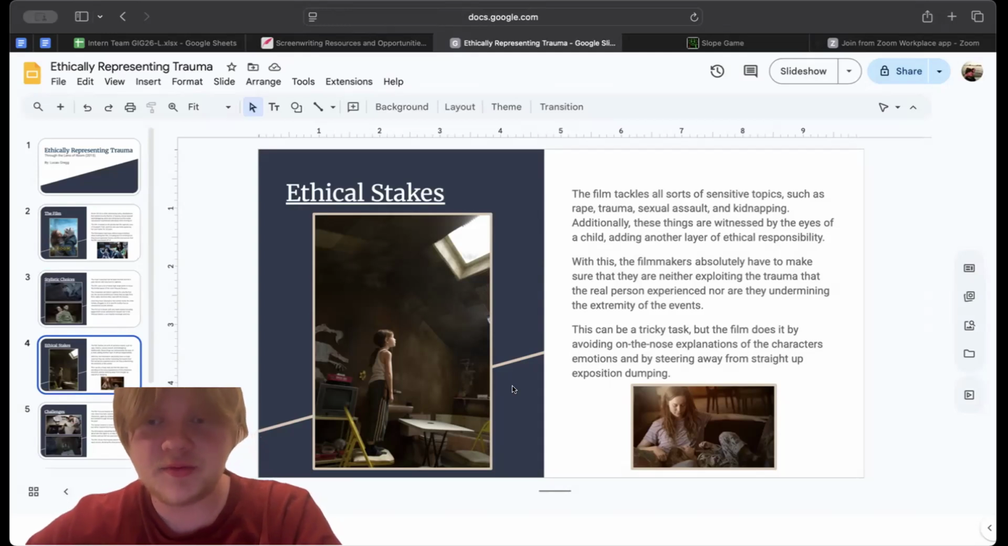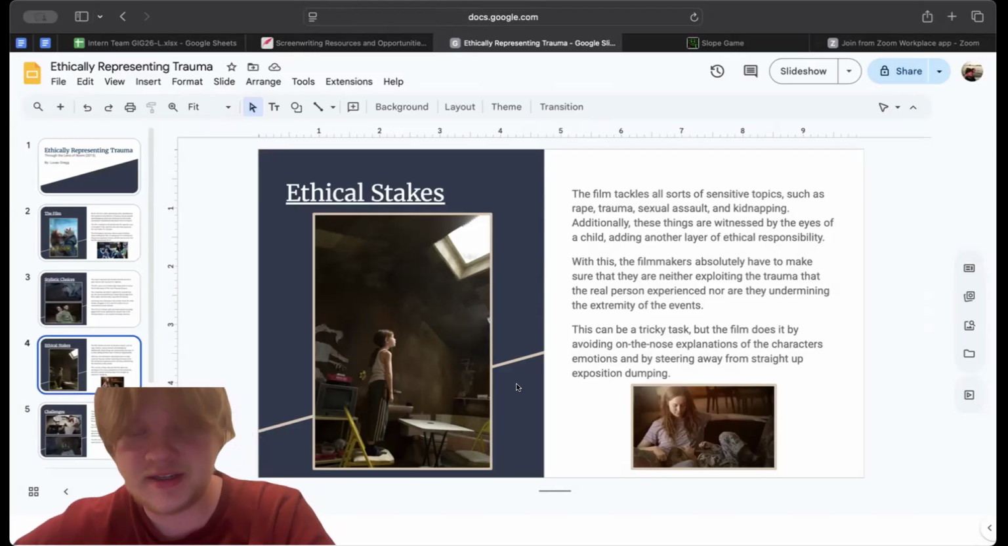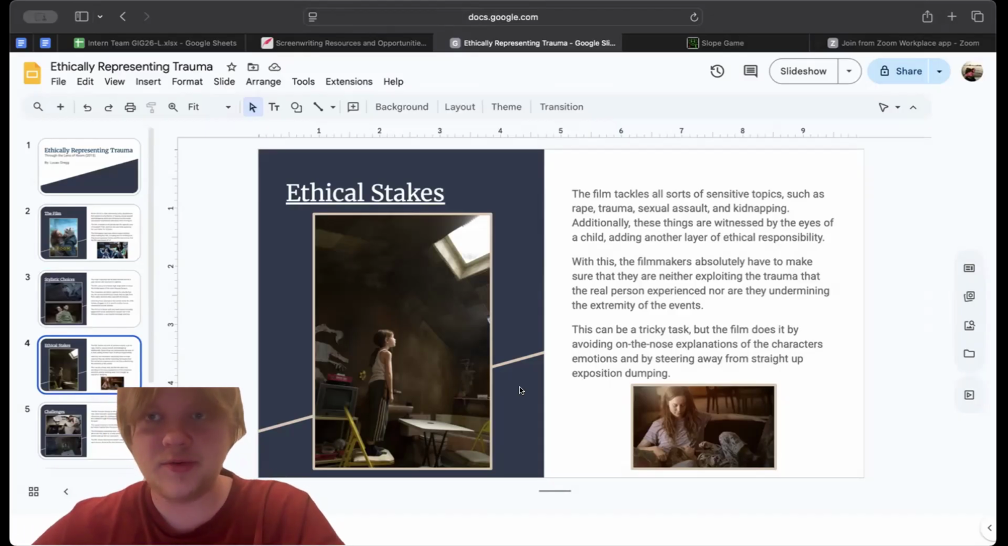And I think the film does a really good job at showing that moving on is a process. It's not just something that happens immediately. As I say right here, they avoid the on the nose explanations of character emotions and they steer away from just straight up exposition dumping. And that really helps too by making it feel more authentic, I guess, in a way.